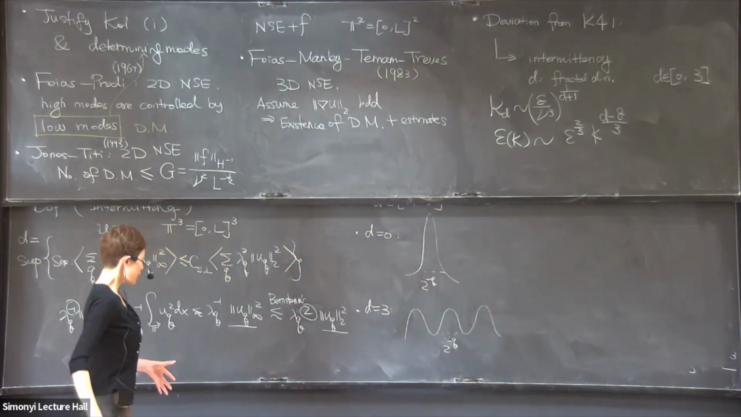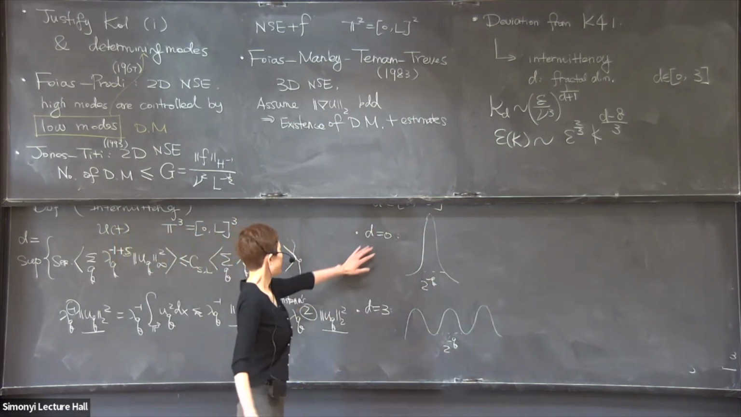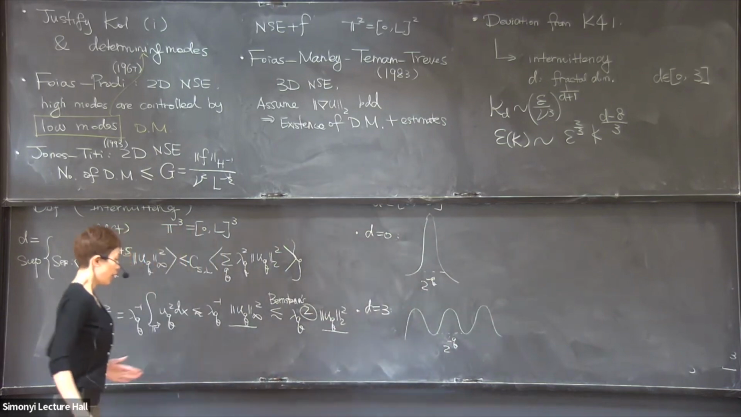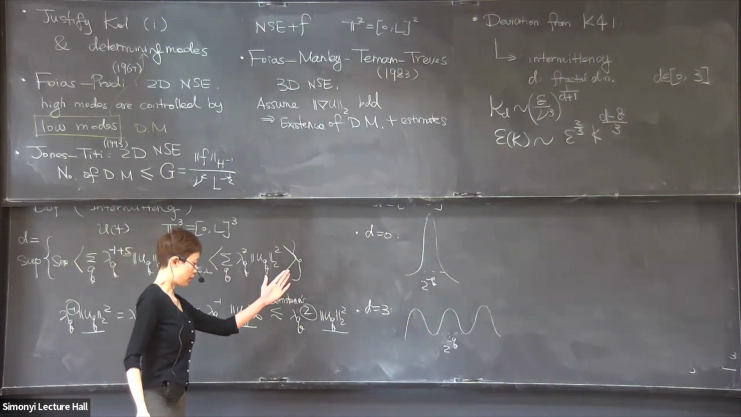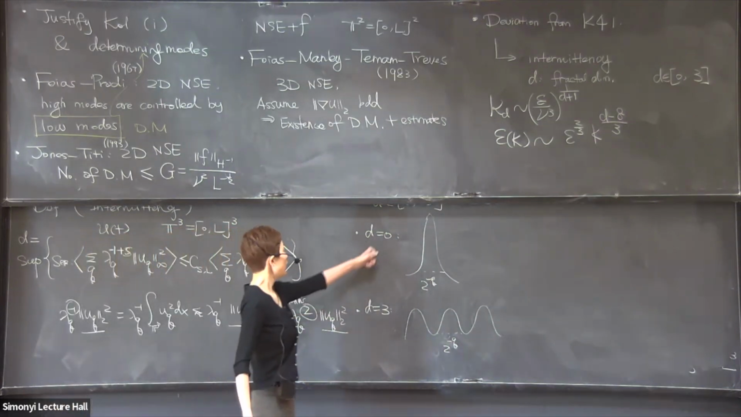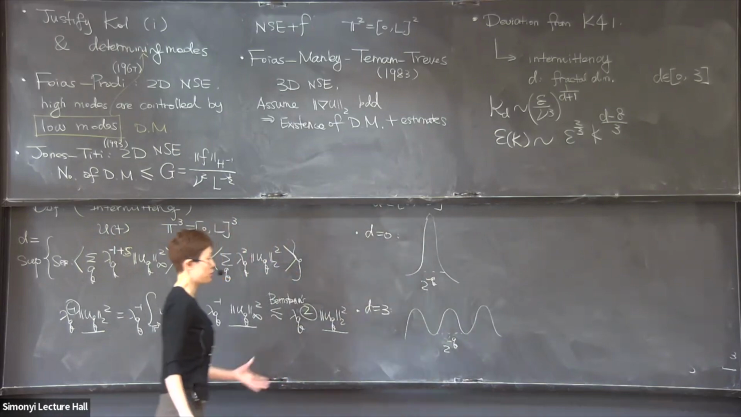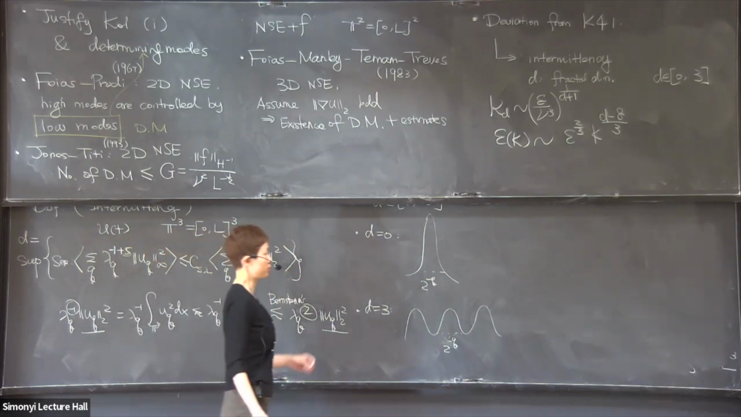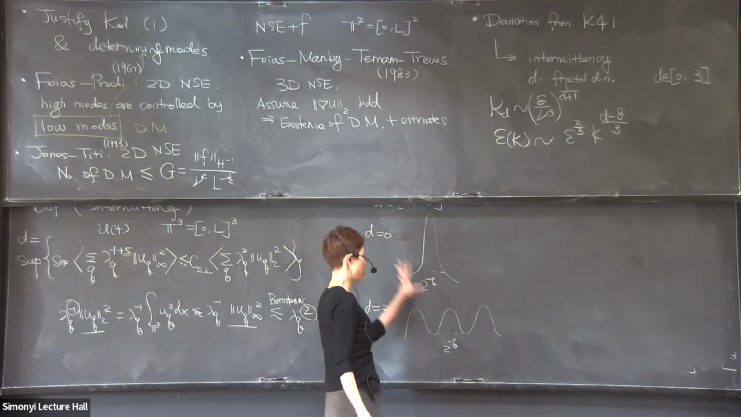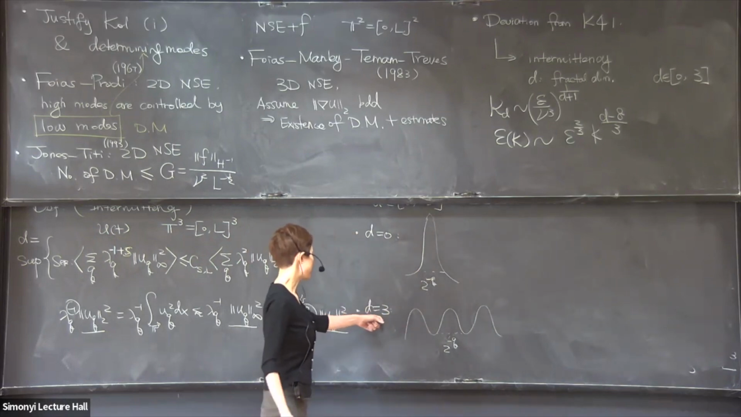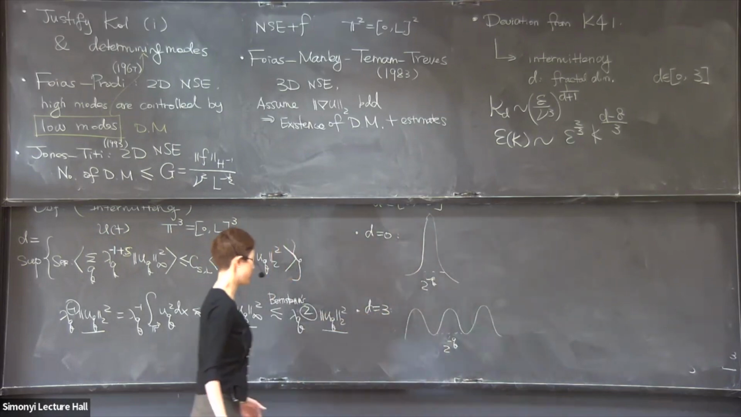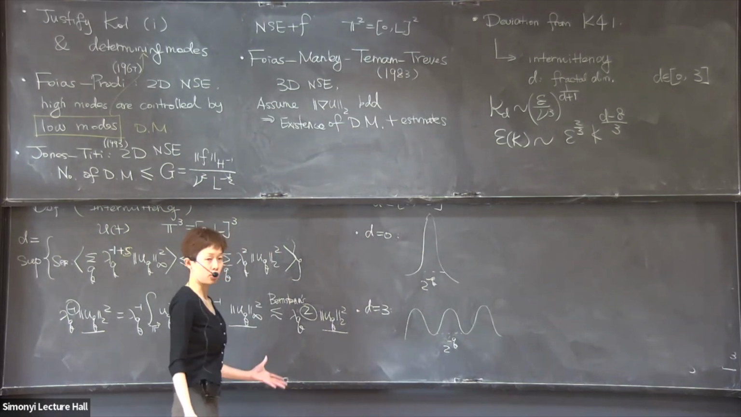So basically, the intermittency dimension corresponds to the regularity level of the flow. When D is 0, it's the most irregular situation, so only one eddy occupies the whole regime. And when D is 3, that's the regular situation.